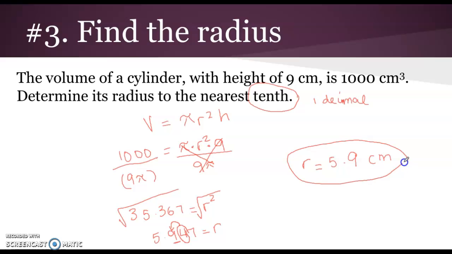The reason why I did this one is because you should be able to manipulate the formula with whichever information they give you. I can give you the radius and the height, like the first example, and say find the volume. I can give you the diameter and the height and say find the volume. Or in this case, I can give you the height and the volume and say tell me the radius. I can also give you the volume and the radius and say find the height. You should be able to manipulate and solve for a specific variable depending on what is being asked for.